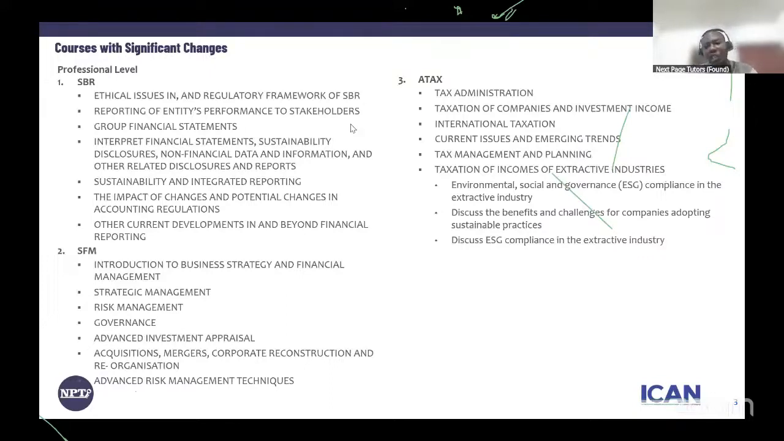And then for A tax, if you see that last part, that's the taxation of incomes of extractive industries. Now they also added ESG compliance to that industry. And as an ICAN student, we don't know the future, one of us may become minister of extractive industry, so you need to be aware of whatever is going on in that area. The environmental, social, and governance compliance. You also need to discuss how sustainability practice needs to be implemented.